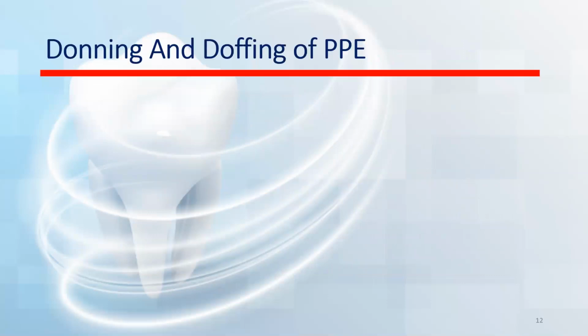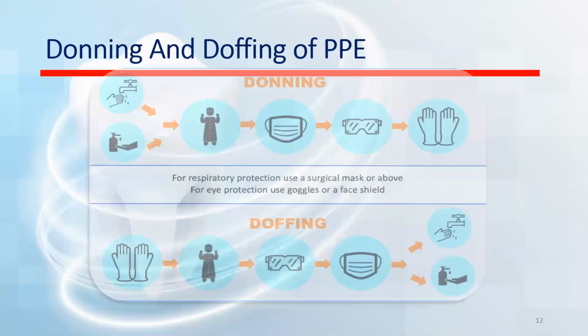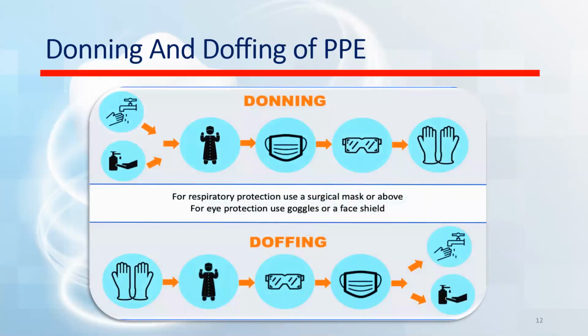Now we will see what is donning and doffing of the PPE kit. Donning means wearing the PPE kit and doffing means removing the PPE kit. We will see the sequence of donning and doffing. The sequence of donning is, firstly, we should wash the hands properly. Next, wearing the gown, then mask, protective eyewear, and lastly gloves. While doffing, we first remove gloves, then gown, then protective eyewear, mask, and then we wash the hands.